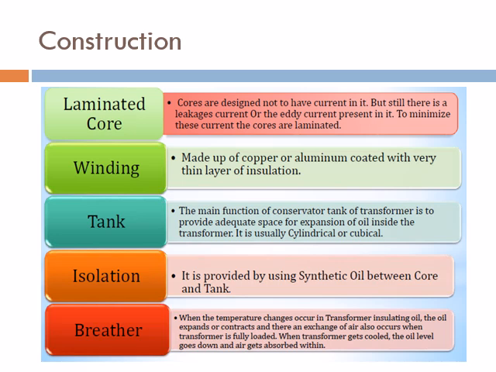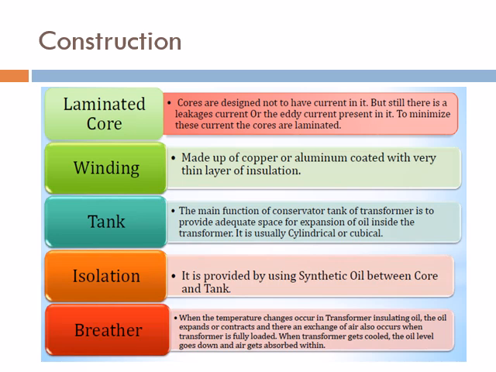Next is the construction of the transformer. It mainly consists of these components: a laminated core, winding, tank, isolation, and the breather. The core is designed not to have current in it, but if there is any leakage current or eddy current, the core is laminated in order to minimize this. So that is the laminated core.